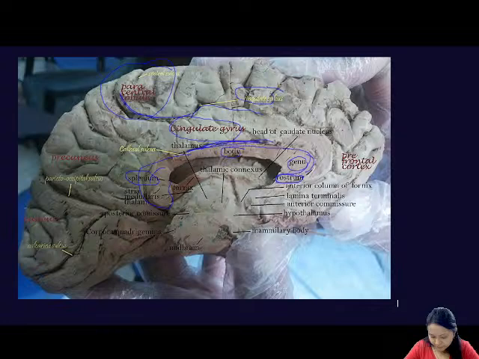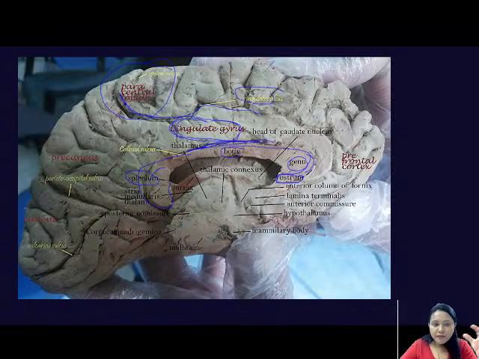Okay, very good. Somebody has written about the Papez circuit as well. Okay, now you know about the cingulate gyrus. Now, we will not discuss the Papez circuit right now. We are just studying the location because sometimes you get an image based question where they will give an arrow on the cingulate gyrus and ask a question.